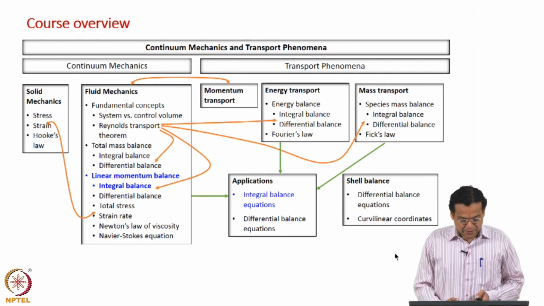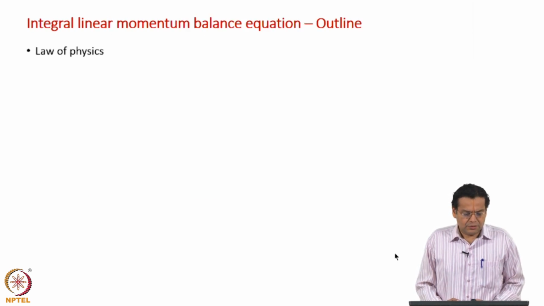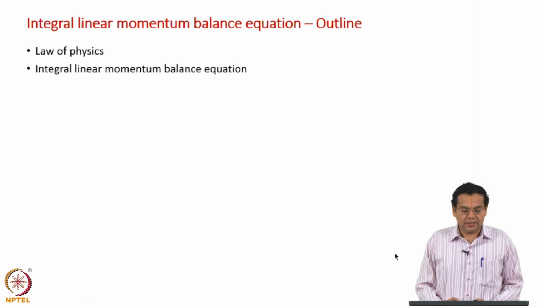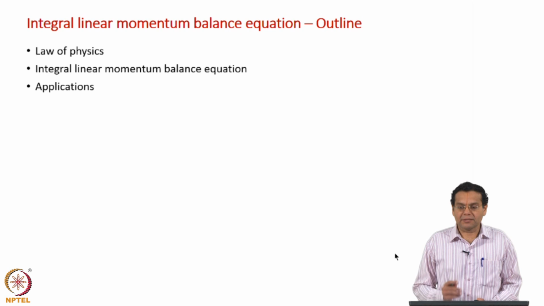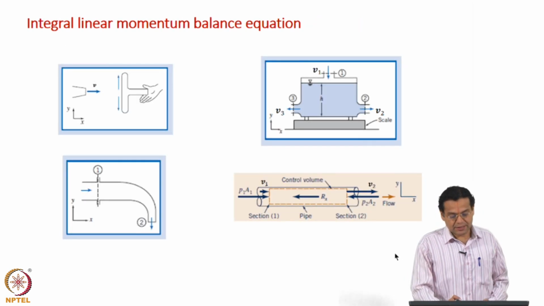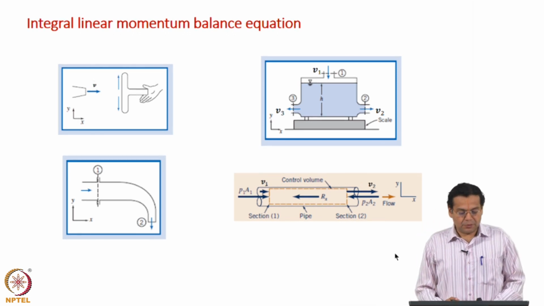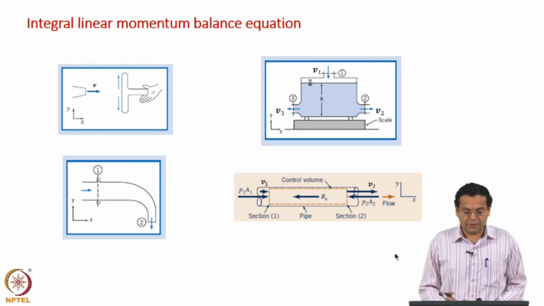Now, this is the outline. Start with the law of physics, derive the integral linear momentum balance using the Reynolds transport theorem, and look at applications. I think the sequence is a little obvious based on our mass balance lectures. So, what are the applications which you will be able to solve at the end of this integral linear momentum balance equation?